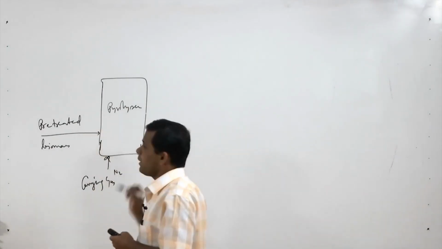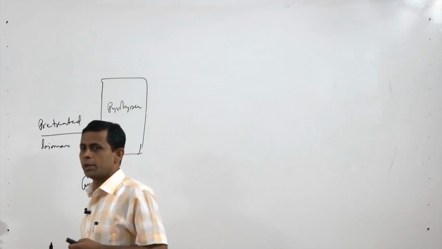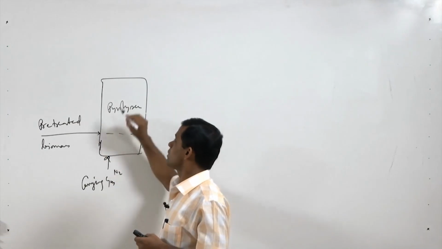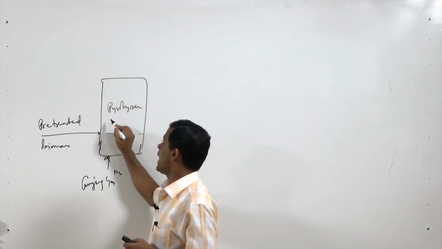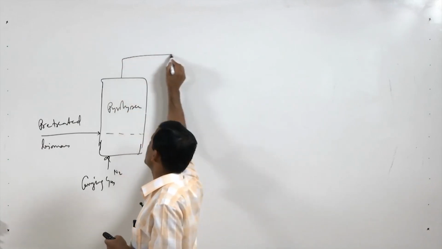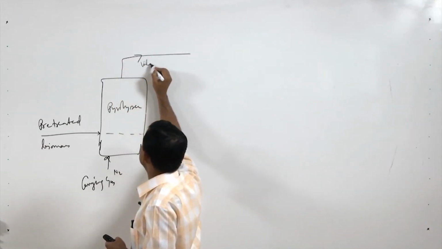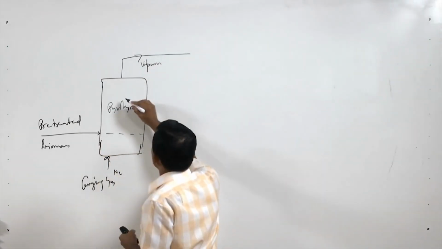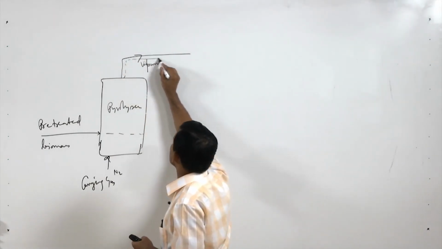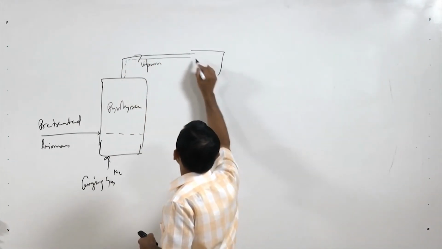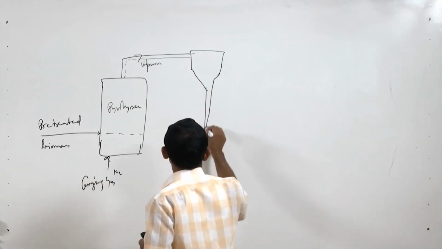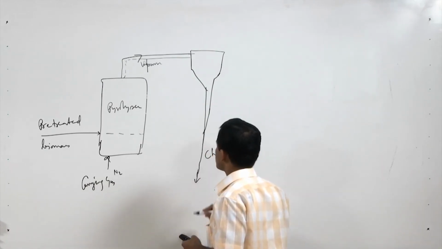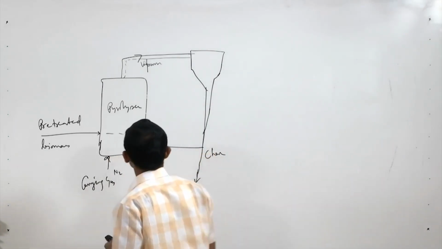This may be a fixed bed type or a fluidized bed type. If it is a fluidized bed type, then we have to add sand here. So, sand will be fluidized and biomass will also be fluidized with the sand, heat transfer takes place and pyrolysis will take place. When these vapors go up along with some particles, they enter into a separation unit. This separation unit will give us char. Part of the char can be recycled here.